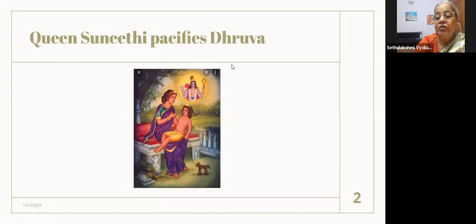I want to know why it was like that. Why only Uttama has got a place in his lap and why can I not get it? I want to know. I will ask God. I want to do tapasya and I will ask God why it is like that.